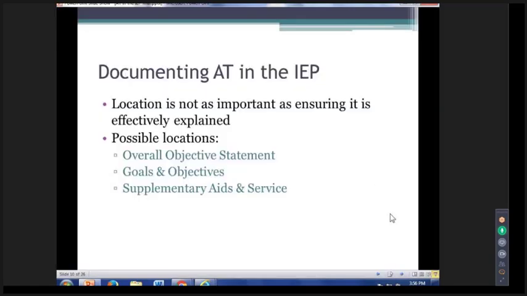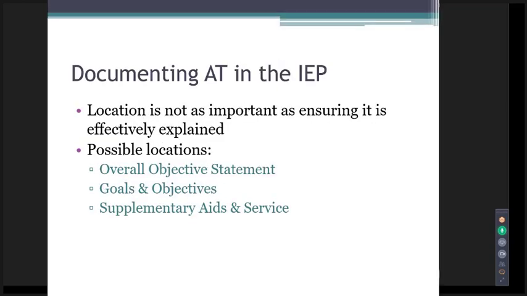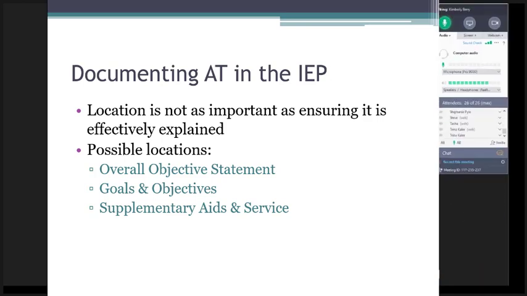So let's talk about, once you've decided that AT is necessary, how we're going to document it. What I want to be sure and stress is that where you document assistive technology is not as important as just making sure you effectively explain the assistive technology and its use. There are 3 possible locations that you would put assistive technology on the IEP, and it may be any or all of these depending on the situation. You may put it in the overall objective statement, you may put it in goals and objectives, or you may put it in supplementary aids and services, or maybe 2 or all 3 of those.